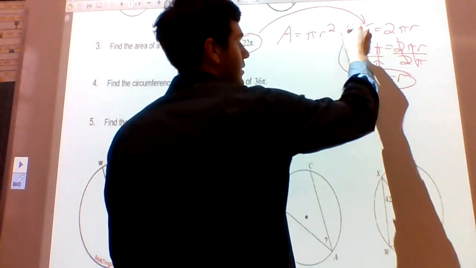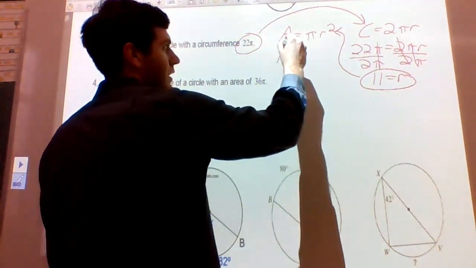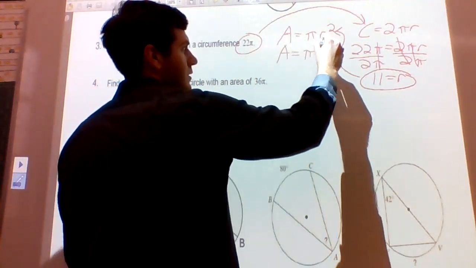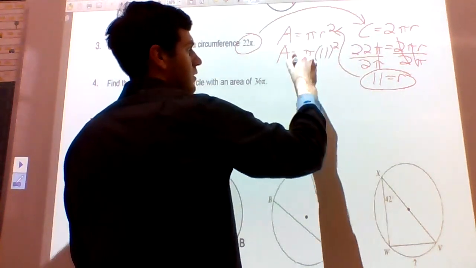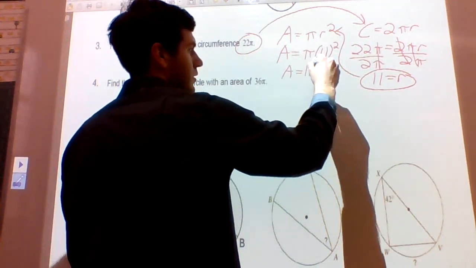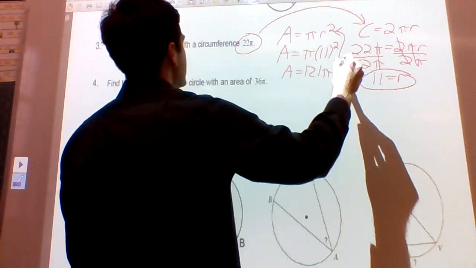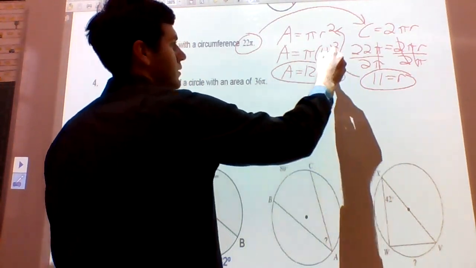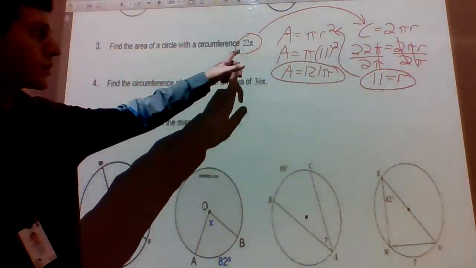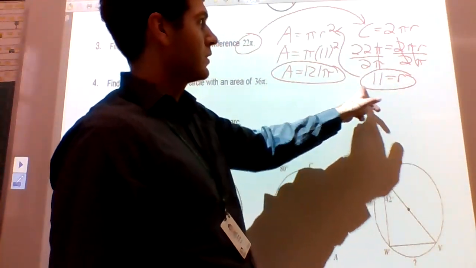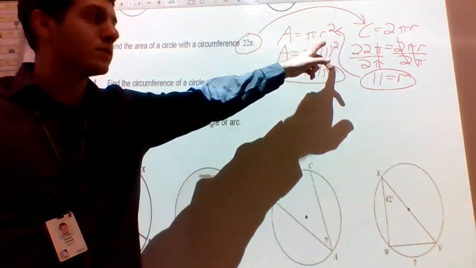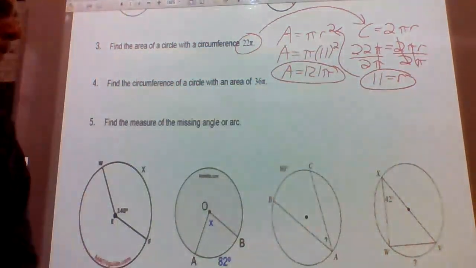We can then substitute 11 in for r, so we get A equals pi times 11 squared, which is going to be 121 pi. Okay, so that's our area. So we use the circumference to find the radius, and we take the radius, substitute it into the area equation, and we get 121 pi.